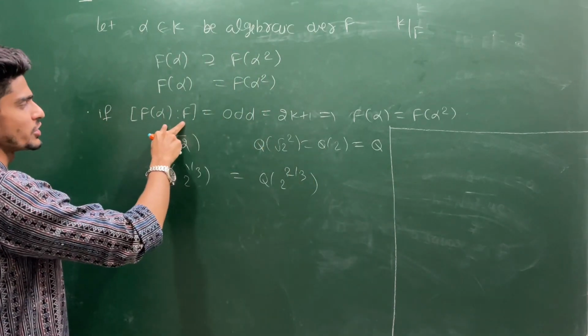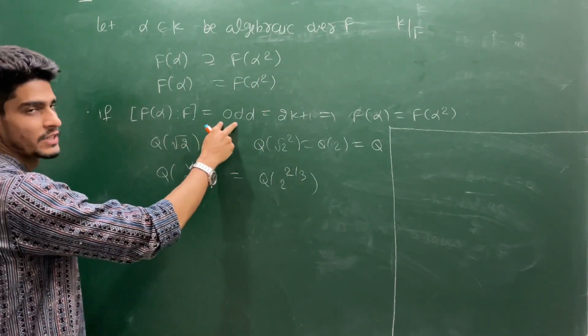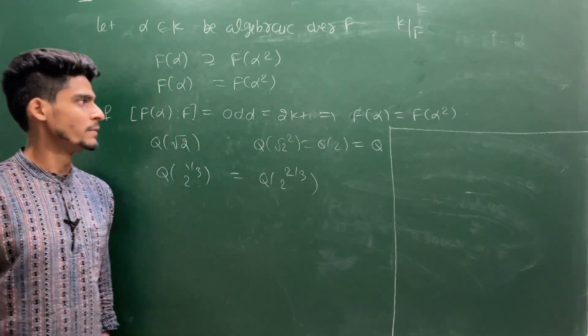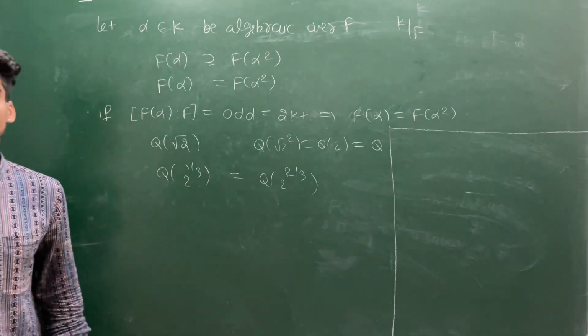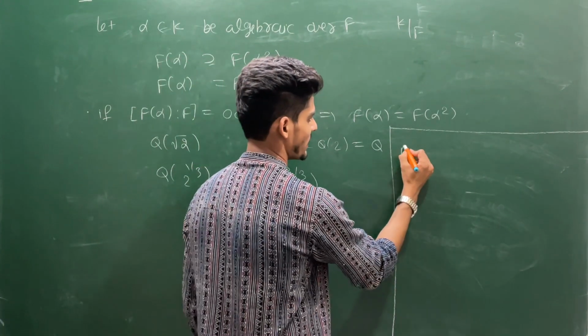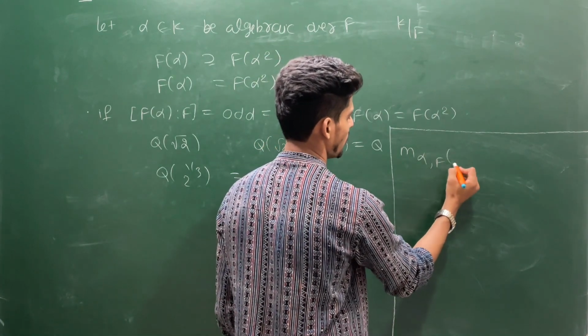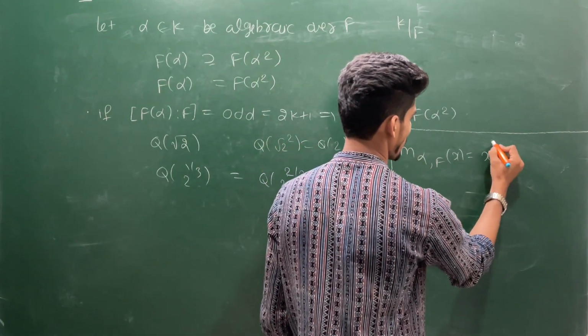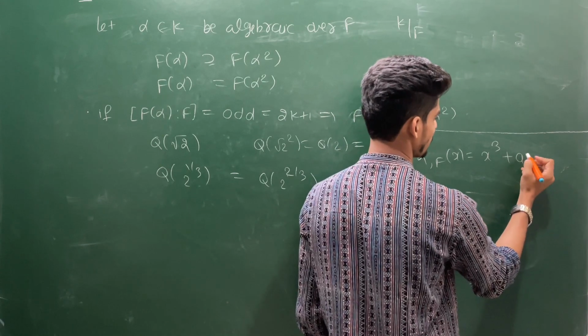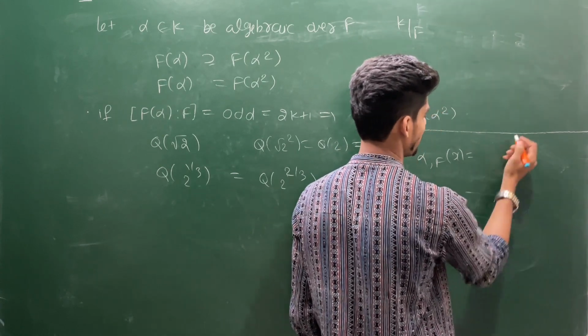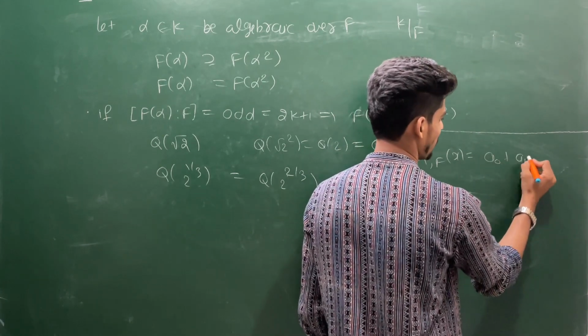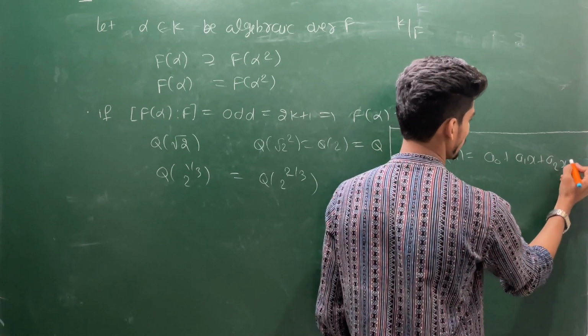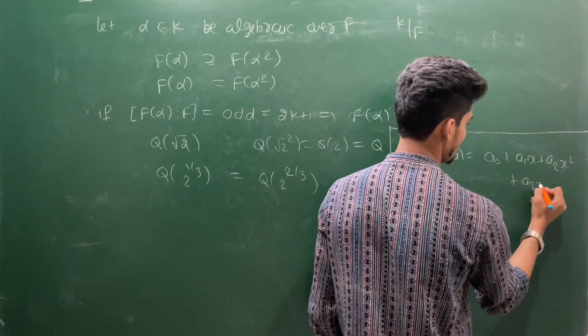Suppose the dimension of this vector space F(alpha) over F is an odd number. So for a particular instance, I choose this odd number to be 3. So I can write the minimal polynomial of alpha over F will be of degree 3. So I will have a0 plus a1 x plus a2 x square plus a3 x cube.